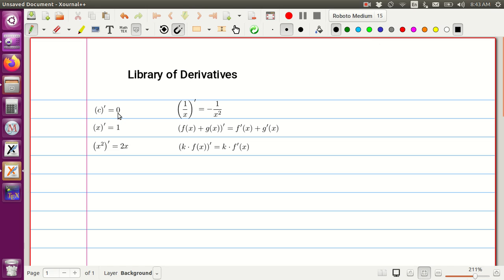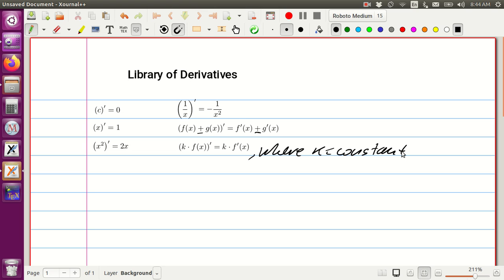Derivative of a constant is 0, derivative of x is 1, derivative of x squared is 2x, derivative of 1 over x is negative 1 over x squared. Derivative of the sum, actually difference would also work, so if you put a minus, it would also be fine. So plus or minus, right? And the last rule is if we have a constant times the function, then you can take the constant out.